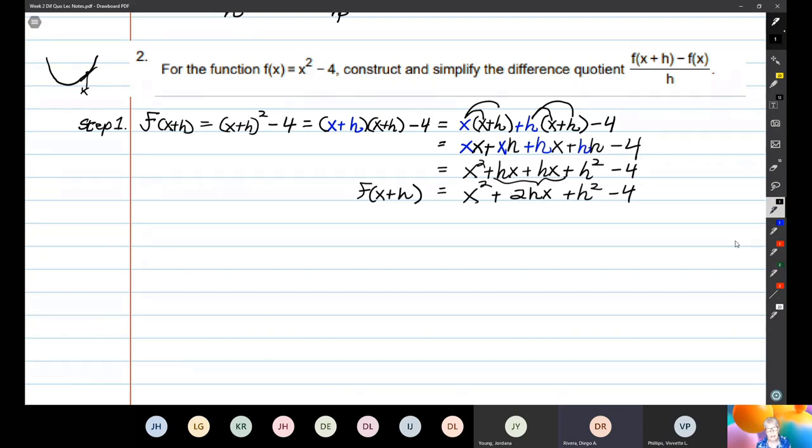Miss Barbara, yes. If I have a different method and I multiply them directly like x plus h, like FOIL? Oh, right, is that what you meant? Oh, yes. Okay. If you have another method that works for you, that's fine. Go ahead and use it. Thank you. You're welcome.